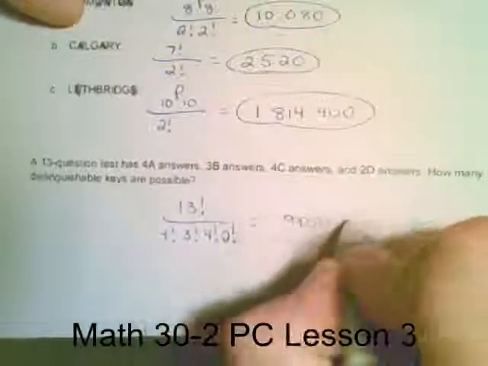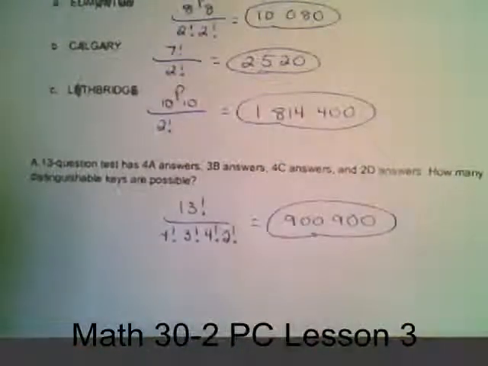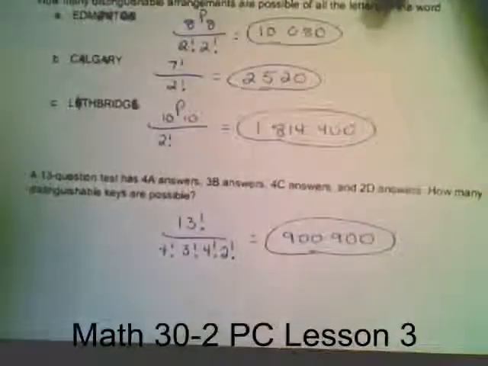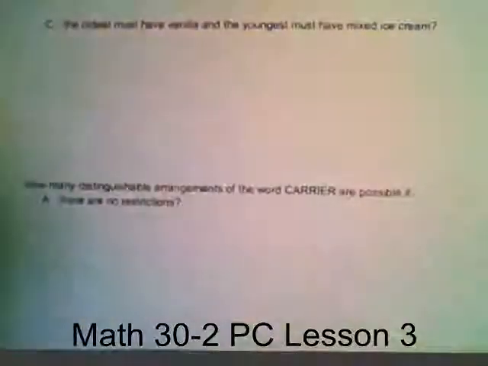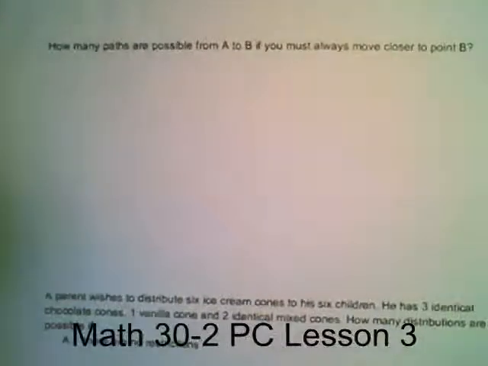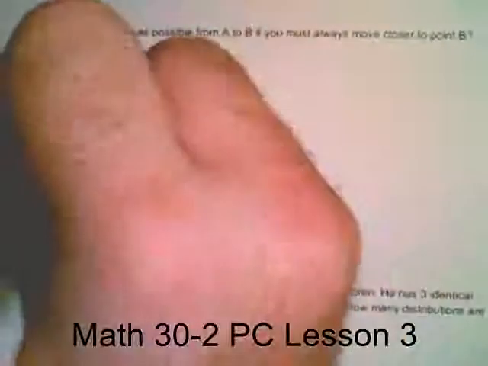So I have 13 factorial divided by 4 factorial times 3 factorial times 4 factorial times 2 factorial. And I work this out, and if I've done my math correctly, this is 900,900. So there are 900,900 possible keys for this particular situation. So you have that option there. Okay, so if you have the same key as somebody, it's pretty rare. And that's 13 questions, not 15 or 28 or whatever else there might be.